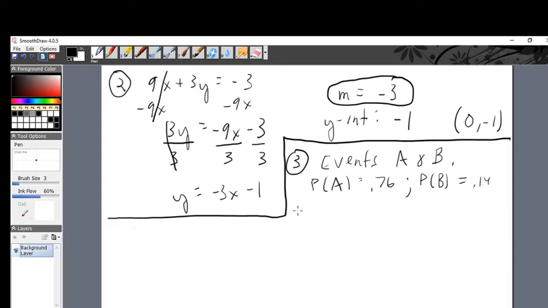Okay, question 3A. What's the probability of A or B? They could have put the union sign, but they put the word or in there. Given that events A and B are independent. Okay, that is the first question.